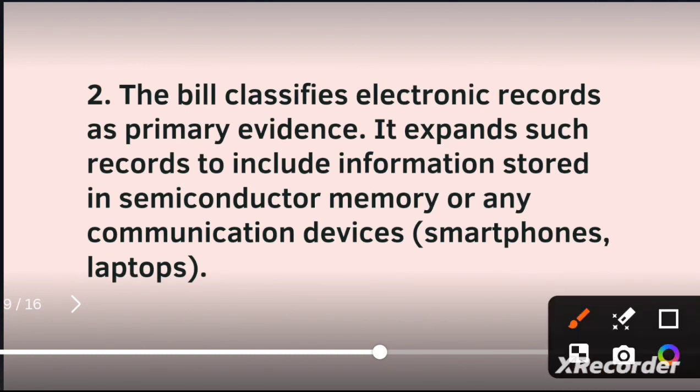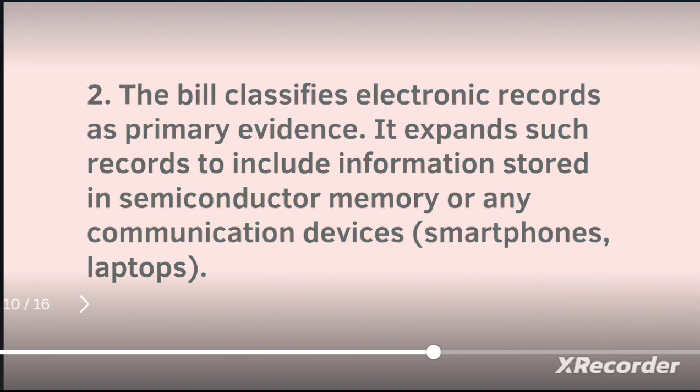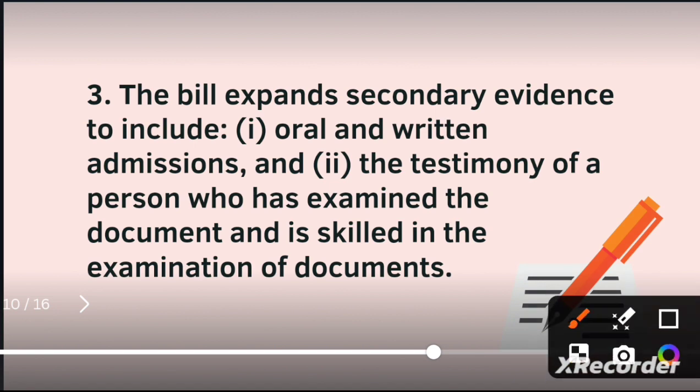The bill classifies electronic records as primary evidence. It expands such records to include information stored in semiconductor memory or any communication device, such as smartphones and laptops. The bill expands secondary evidence to include oral and written admissions, and the testimony of a person who has examined the document and is skilled in the examination of the document.